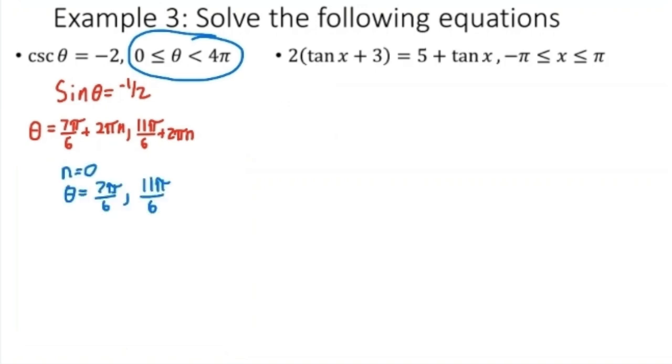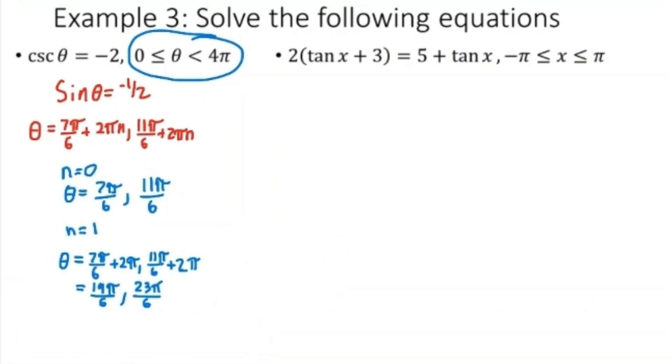But if I make n equal to 0, 2 pi times 0 is just 0. Anything plus 0 is itself. So I wind up with 2 solutions, 7 pi over 6 and 11 pi over 6, which do fit in my interval. Next, we'll try n equals 1. If we plug n equals 1 into our families, we get 7 pi over 6 plus 2 pi and 11 pi over 6 plus 2 pi. When we add these values together, we get 19 pi over 6 and 23 pi over 6, which are less than 4 pi. What about if I make n equals 2?